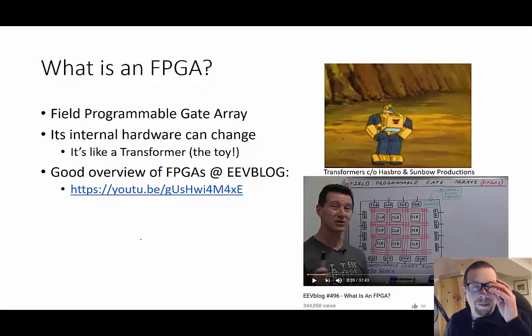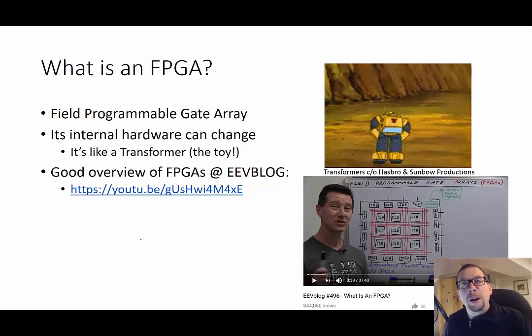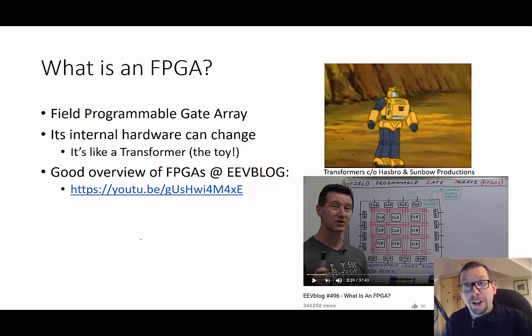All right. From there, what's an FPGA? So we're talking about microcontrollers and FPGAs in this course. An FPGA is a field programmable gate array. And effectively, it is a chip that has internal hardware, logic gates, inside that can change based on what you're trying to accomplish and how you program it. It's basically like a transformer toy, but in chip form.